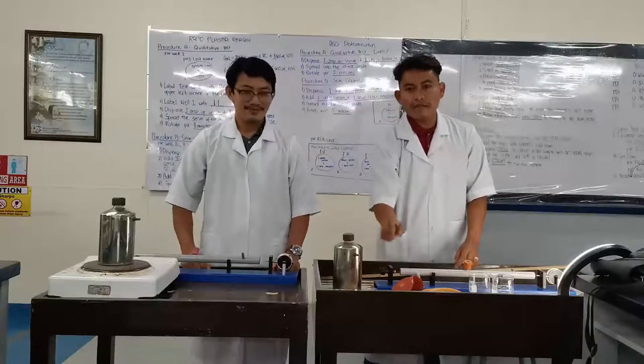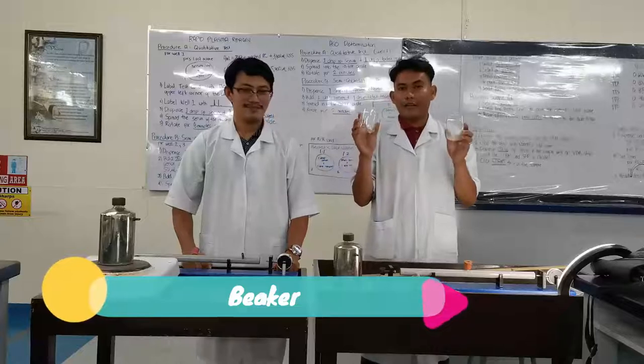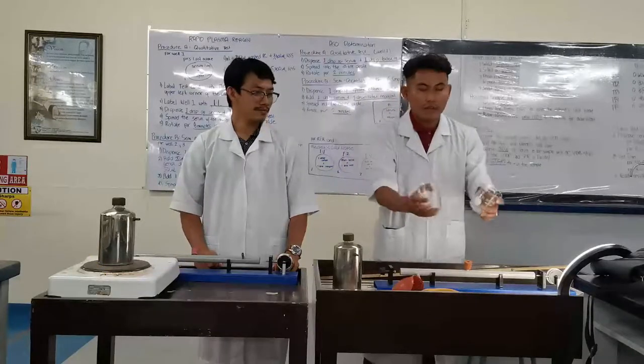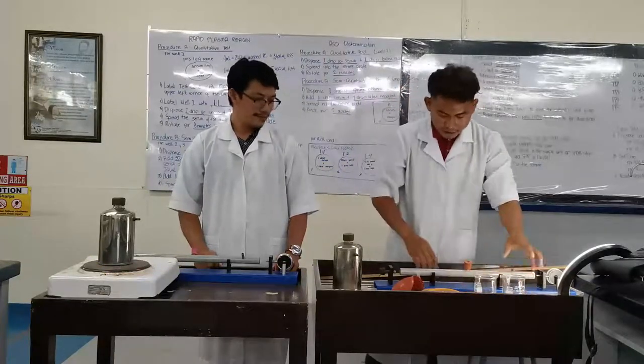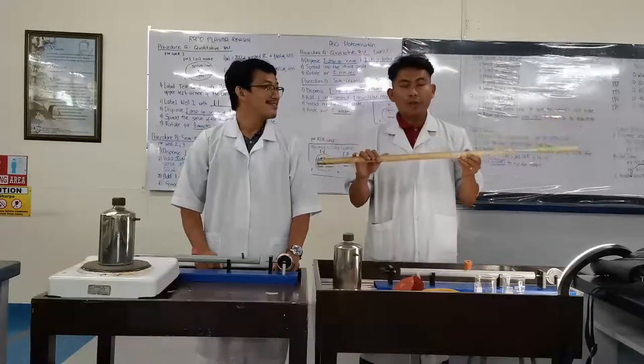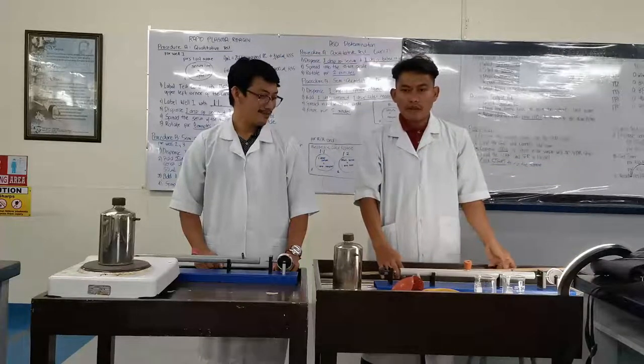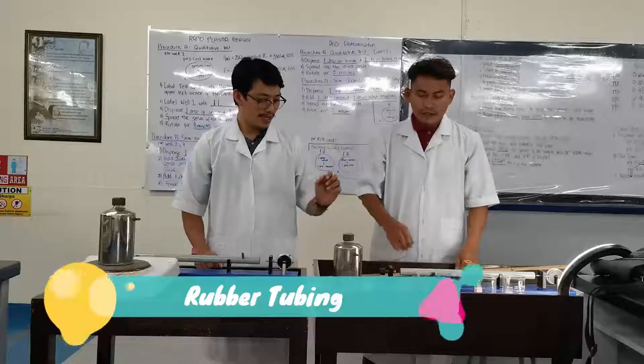And we also have the beaker. So, a 100 ml beaker. I think we're familiar already about this. And of course, the meter stick. Meron tayong purpose yung meter stick later. Bakit nandito siya? And then, we also have the rubber tubing.